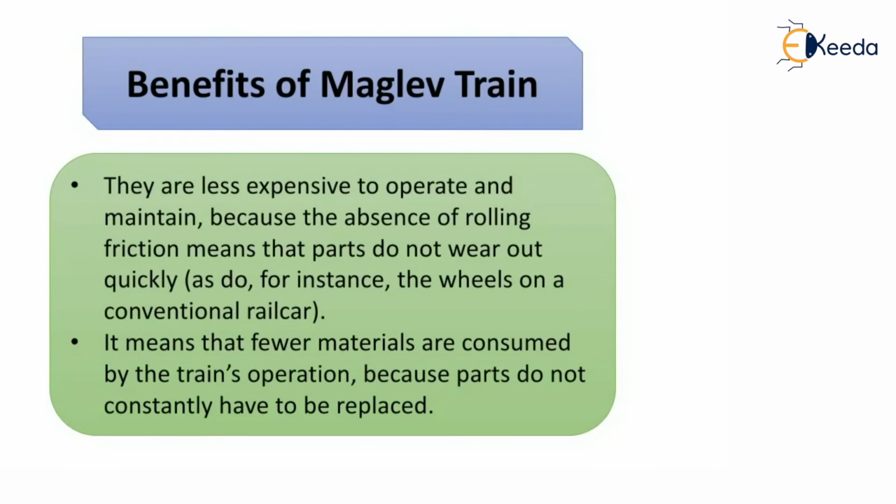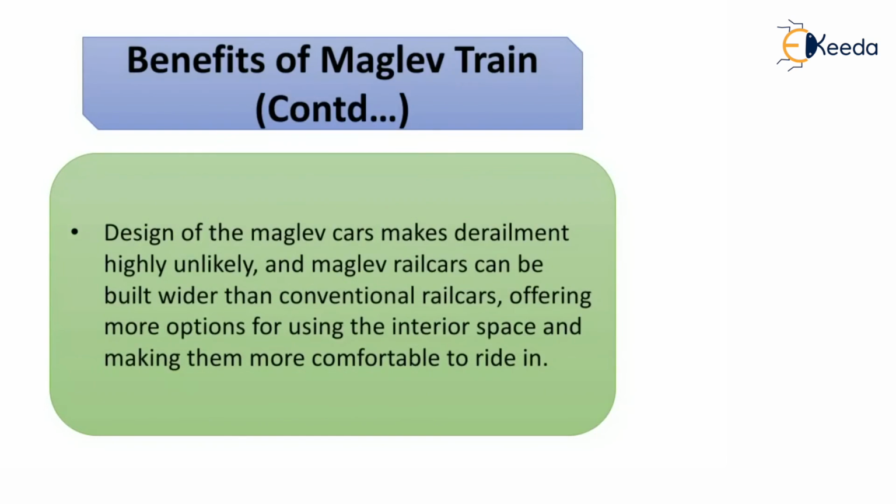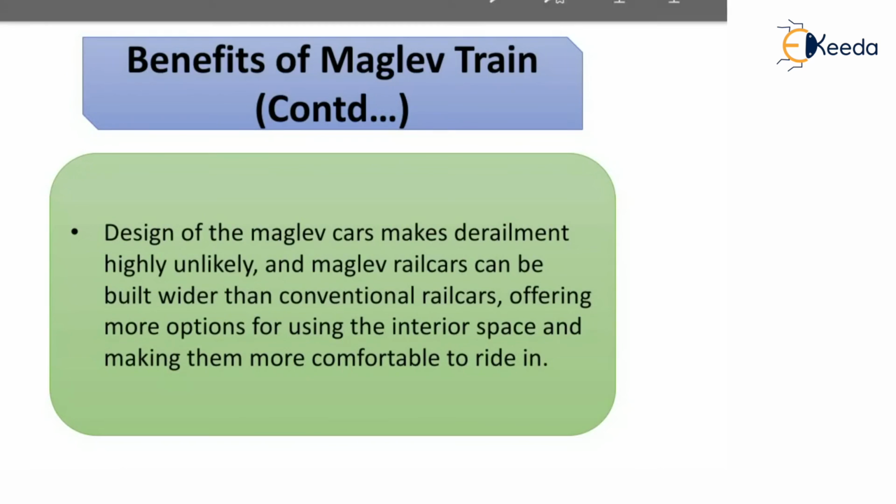Now the benefits. They are less expensive to operate and maintain because the absence of rolling friction means that the parts do not wear out quickly. Fewer materials are consumed by the train's operation. And the design of the maglev cars makes derailment highly unlikely, and the rail cars can be built wider than the conventional rail cars.